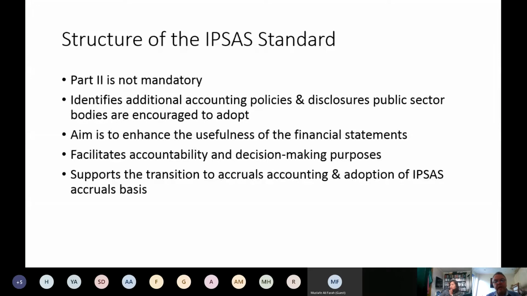The last one there on our list says it supports the transition to accruals accounting and adoption of the IPSAS accruals basis. Now, at the moment, you are following the cash basis. We know that. But over time, IFAC want you to adopt the accruals basis. Remember what I said earlier on, the NHS used to have the cash basis only, and over time, they became accruals basis. Same with the Ministry of Defence, same with all the other public bodies in the UK. They were once all cash accounting only. So it's quite a transformation.